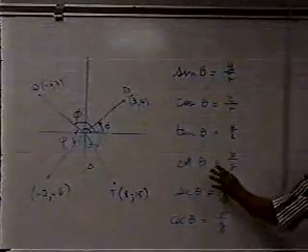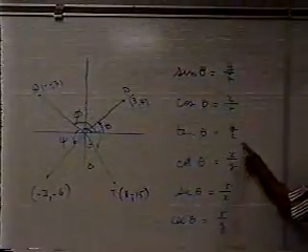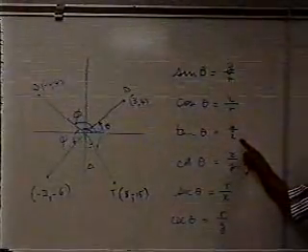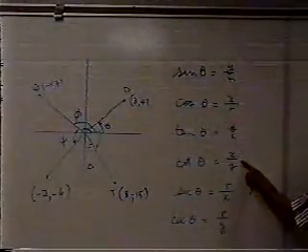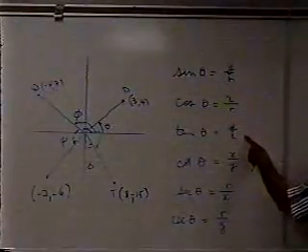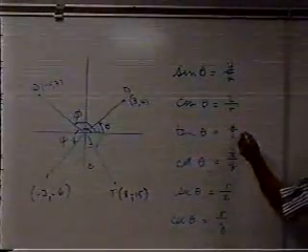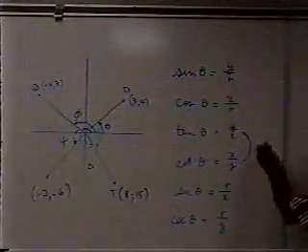Okay, cotangent. The cotangent is x over y. Or look, it is the tangent flipped over. The cotangent is the tangent flipped over. So if you know the tangent to be 4 over 3, then the cotangent is 3 over 4. Okay? So those are flipped over. These are called reciprocals.